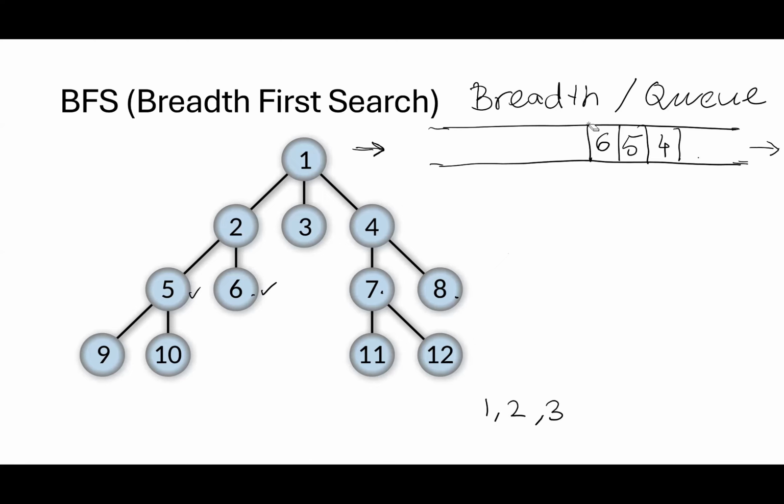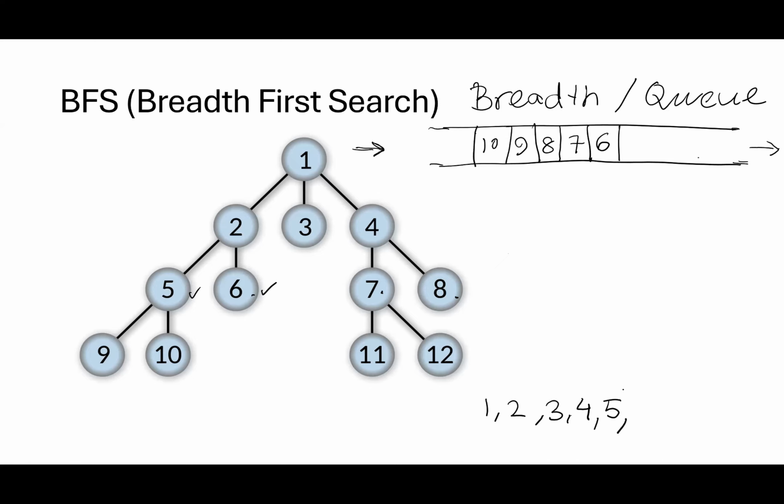Okay, so next, the queue is still not empty, so we keep on taking out. We take out 4. But once we take out 4, we check the children of 4, which is 7. We put it into the queue, and then we find 8. We put it into the queue. Okay, next we take out 5. So we take out 5 from the queue, and we put the children of 5, that is 9 and 10, into the queue.